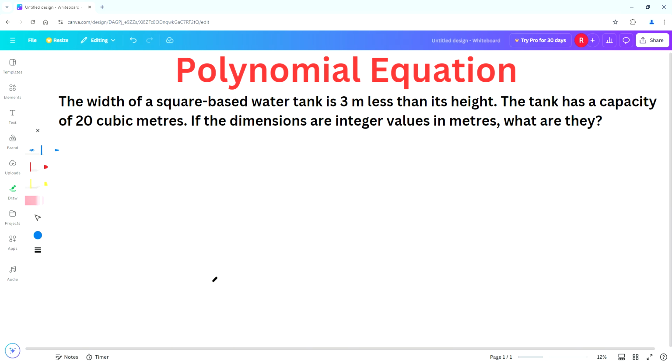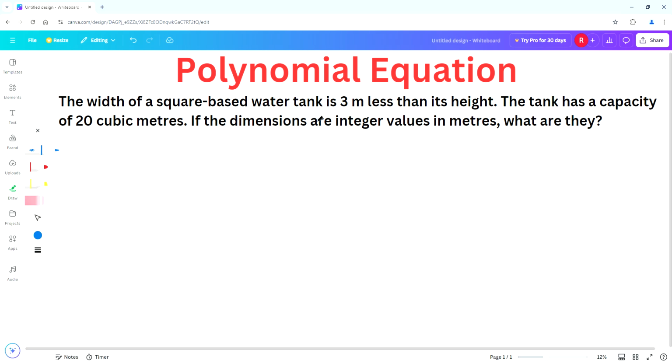So in this video, we'll solve this word problem using the concepts of polynomial equation. As per the problem, the width of a square-based water tank is 3 meters less than its height. The tank has a capacity of 20 cubic meters. If the dimensions are integer values in meters, what are they? So we have to find the dimensions of a square-based water tank.